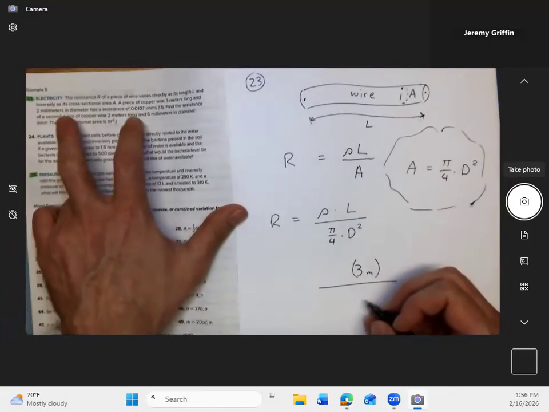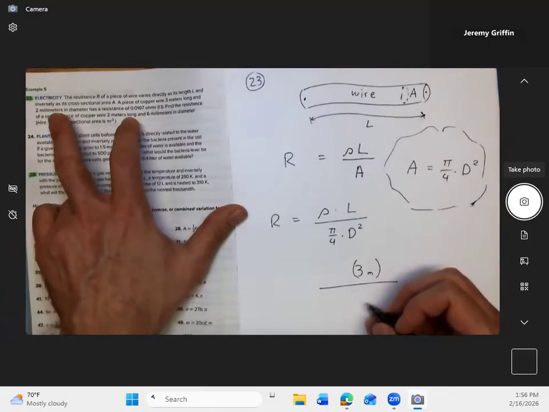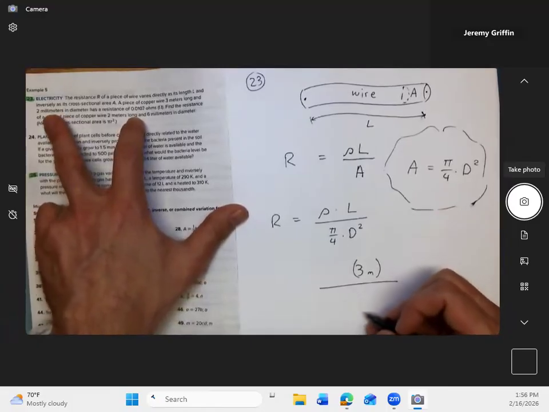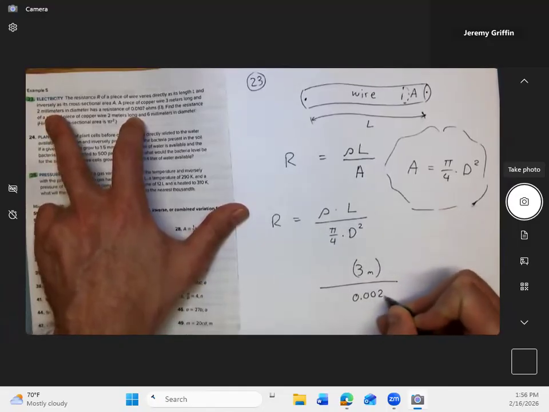Okay. You know what? Since I teach physics, I'm really tempted to just put that in meters. I'm just going to go ahead and do that. So milli, guys, what is milli? It's 1 over 1,000. So when I say 2 millimeters, it's like 0.002 meters.